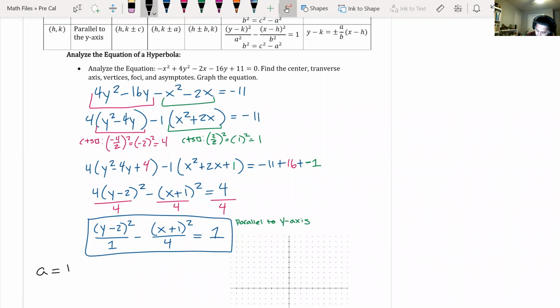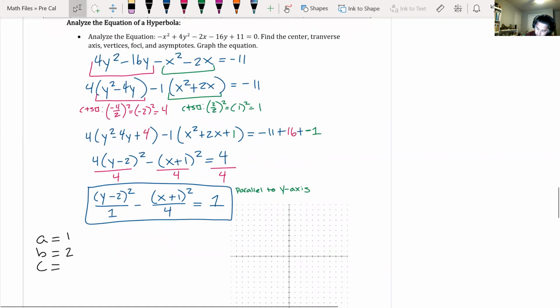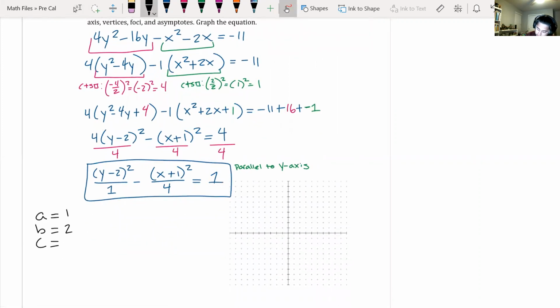What's the value of B? 2. And then it's a squared plus b squared equals c squared, right? Yep. So to find C, a squared plus b squared equals c squared, and you'll get 1 plus 4 equal to c squared. We'll get 5 equal to c squared. And again, we'll get the square root of 5.